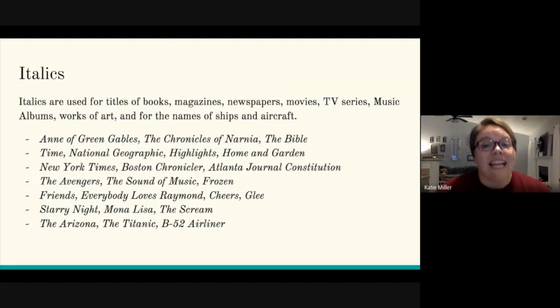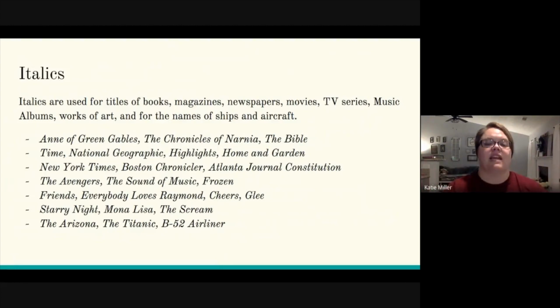So italics we use for the big things, right? The name of the book, the name of the magazine, the name of the entire newspaper, not just an article, but the entire newspaper. Movies, TV series, music albums, right? Works of art, and for names of different ships and aircraft. Those will all be in italics because they're big, right?